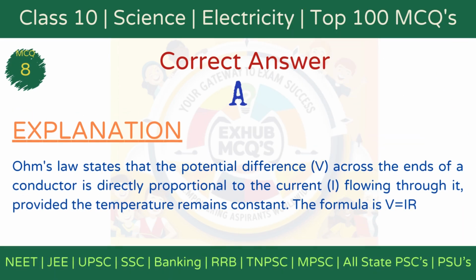The correct answer is option A, V equals IR. Explanation. Ohm's law states that the potential difference across a conductor is directly proportional to the current flowing through it, provided the temperature remains constant.